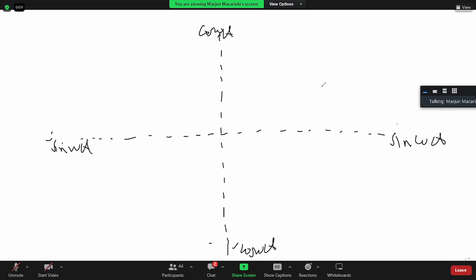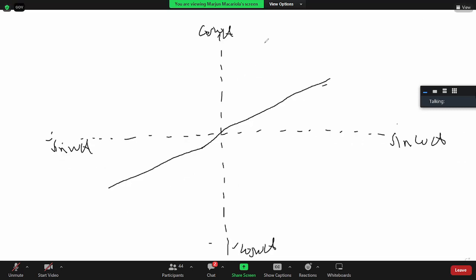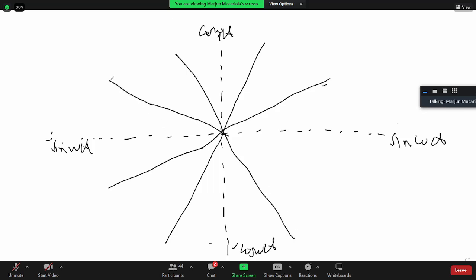So meron tayong positive and negative 22.5. Same dito, and same dito.